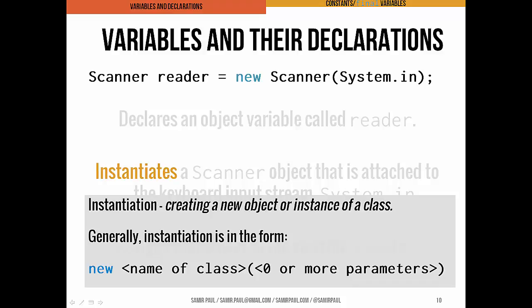So again, we've seen instantiation before, but you really just want to hit home that it's of this form: the keyword new, whatever the name of the class that we're instantiating an object of, and then inside the parentheses, however many parameters that constructor, that method, takes. We'll discuss more what that means later.